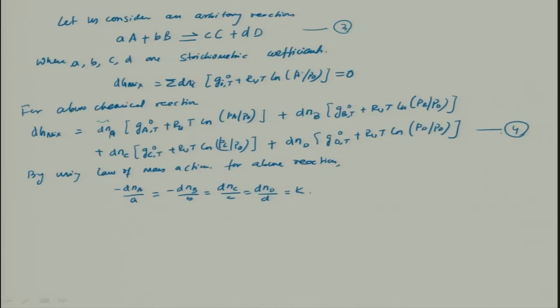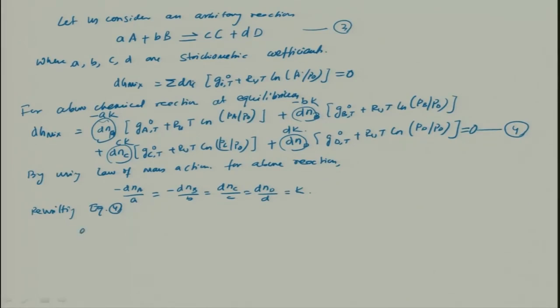Instead of dn_A I will write minus a k, where k is the constant; in place of dn_B, minus b k; in place of dn_C, c k; and in place of dn_D, d k. Then I rewrite equation 4, and this is equal to 0 at equilibrium.